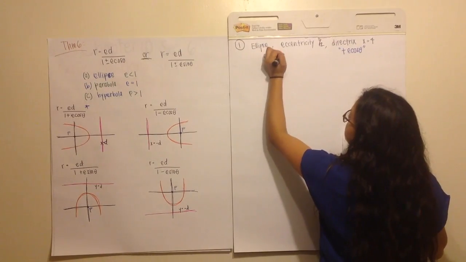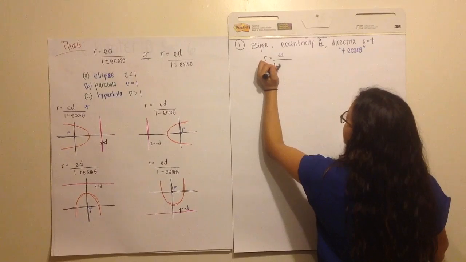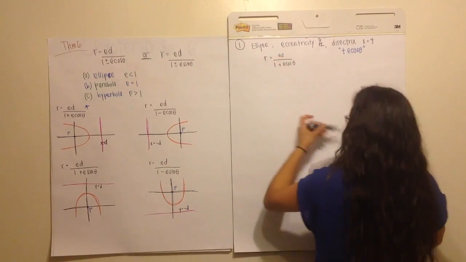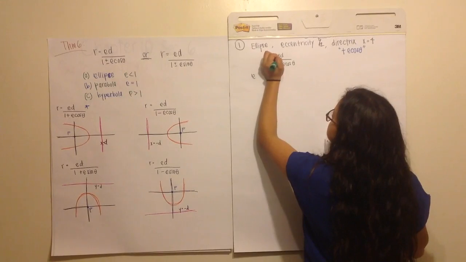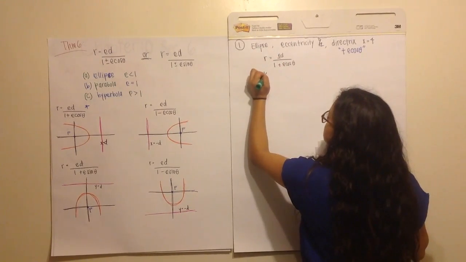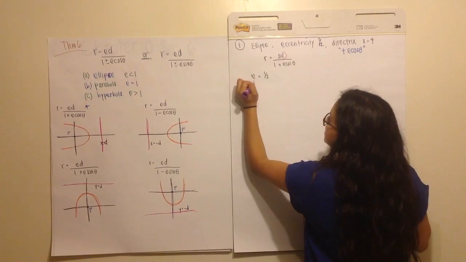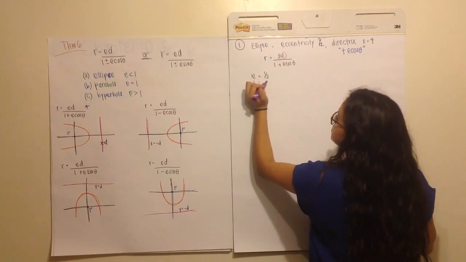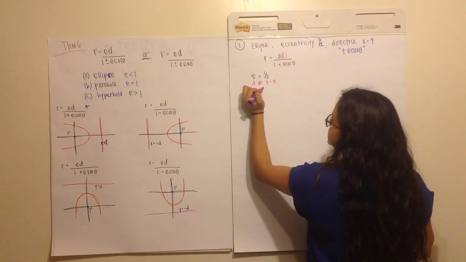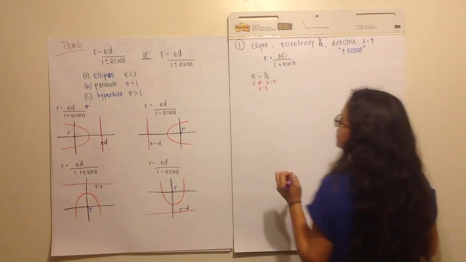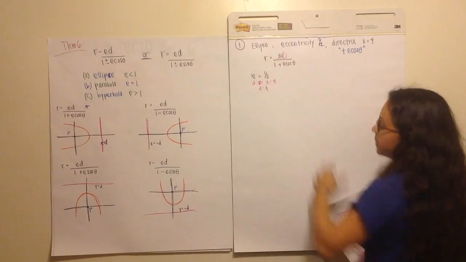So now that you know that you'll be using that one, we write the actual formula. So it would be r equals e times d over 1 plus e cosine theta. And we make a list. My e equals 1/2. My d, my d is x equals 4, which would be d equals 4. Alright, so now that we have that in mind, all we do now is just plug it back in there.